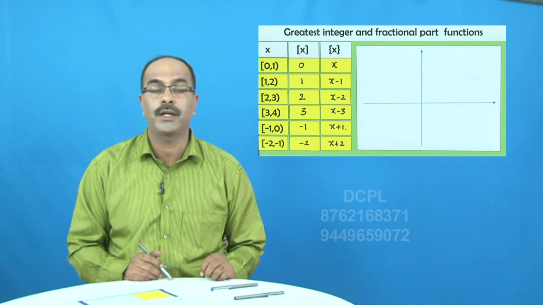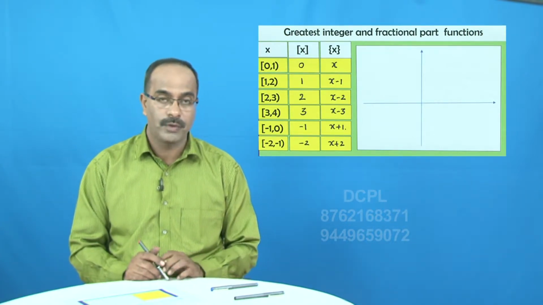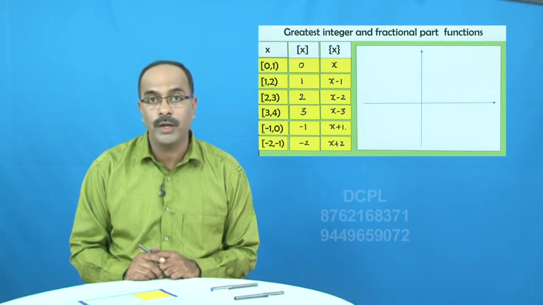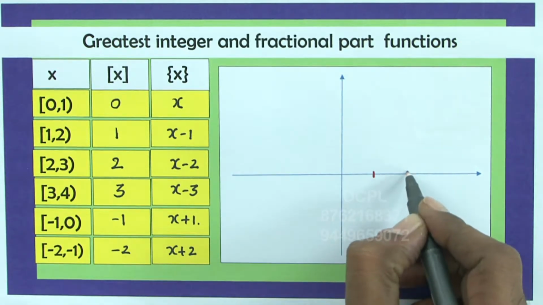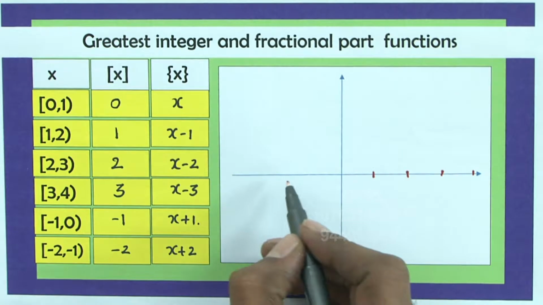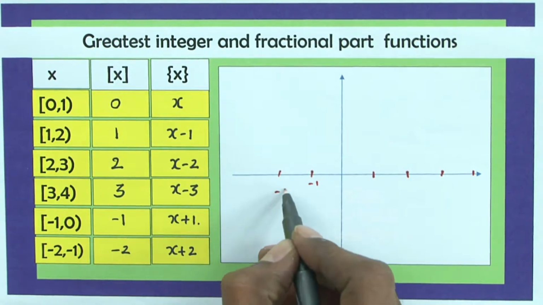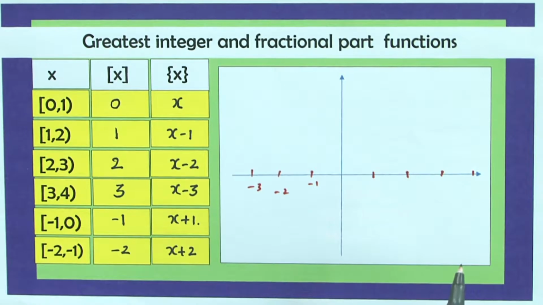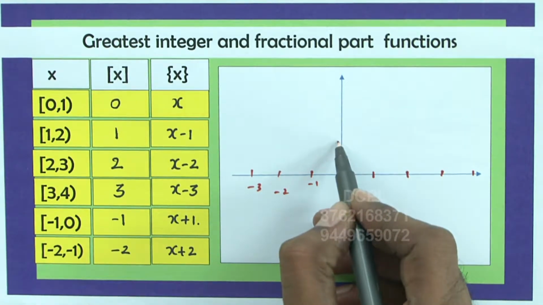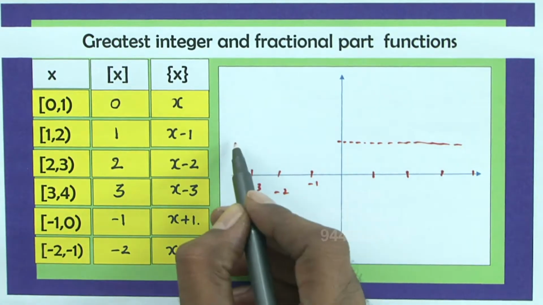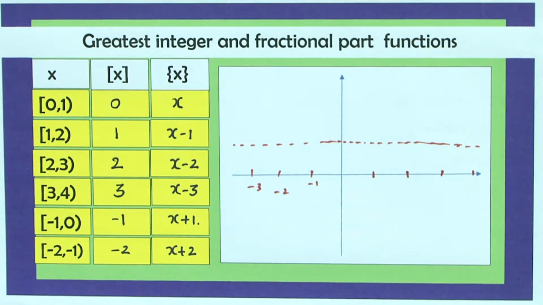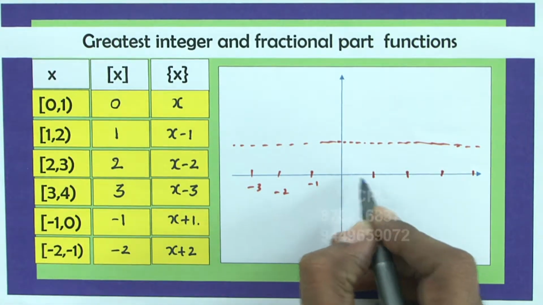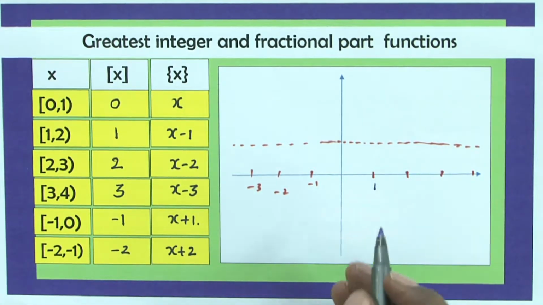Now let us understand fractional part of x graph. First let me mark the values 1, 2 and 3 on number line. See, on x axis I am marking 1, 2, 3, 4 and this is minus 1, minus 2, minus 3 and so on. The maximum value should be 1. I will explain why or how it is 1 later. Right. Between 0 and 1, fractional part of x is x.